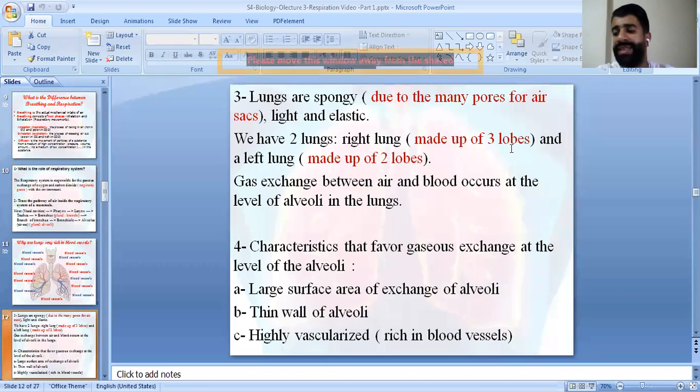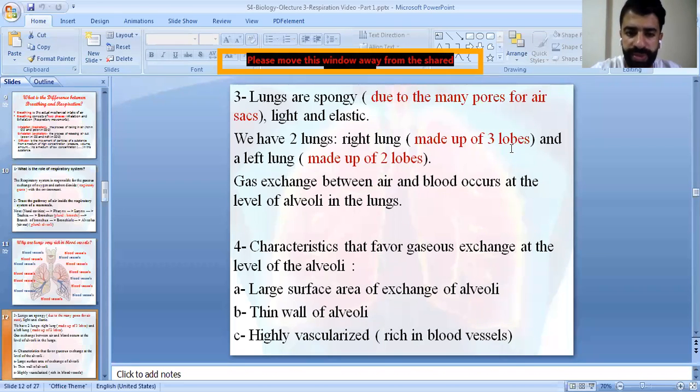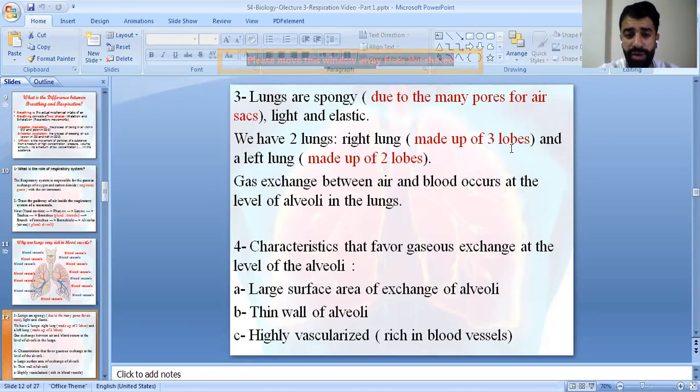One of them is the right, which is made of 3 lobes, and the second, which is the left, is made up of 2 lobes. Gas exchange between air and the blood occurs at the level of the alveoli in the lungs. We have 3 main characteristics that help the gaseous exchange at the level of the alveoli.